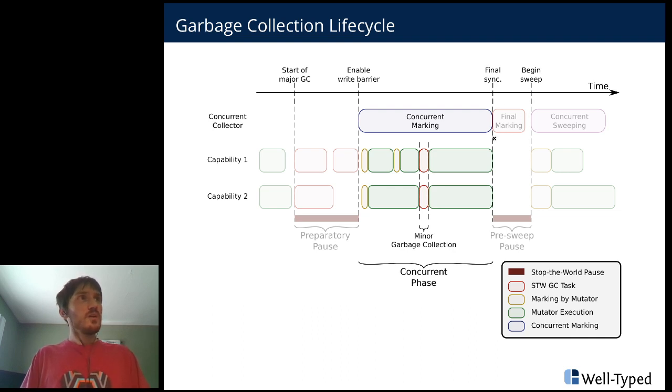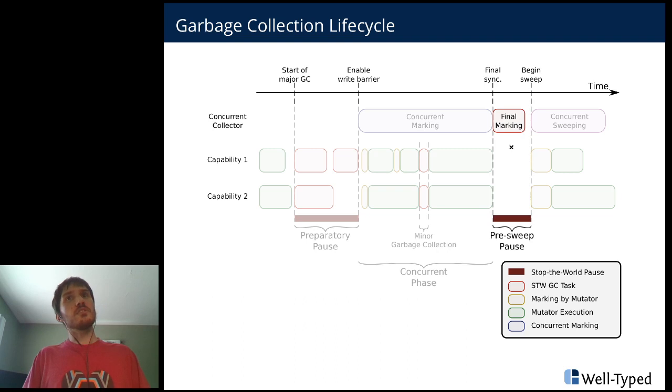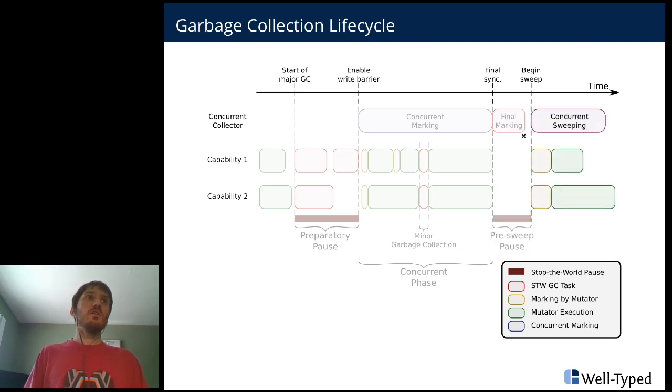At that point we enter the final synchronization phase of collection, at which point we do a final round of marking any objects that were collected by the mutator's write barrier during the concurrent phase. And finally, we can disable the write barrier and allow the mutators to proceed with execution while we concurrently sweep the non-moving heap. So this is the general idea.